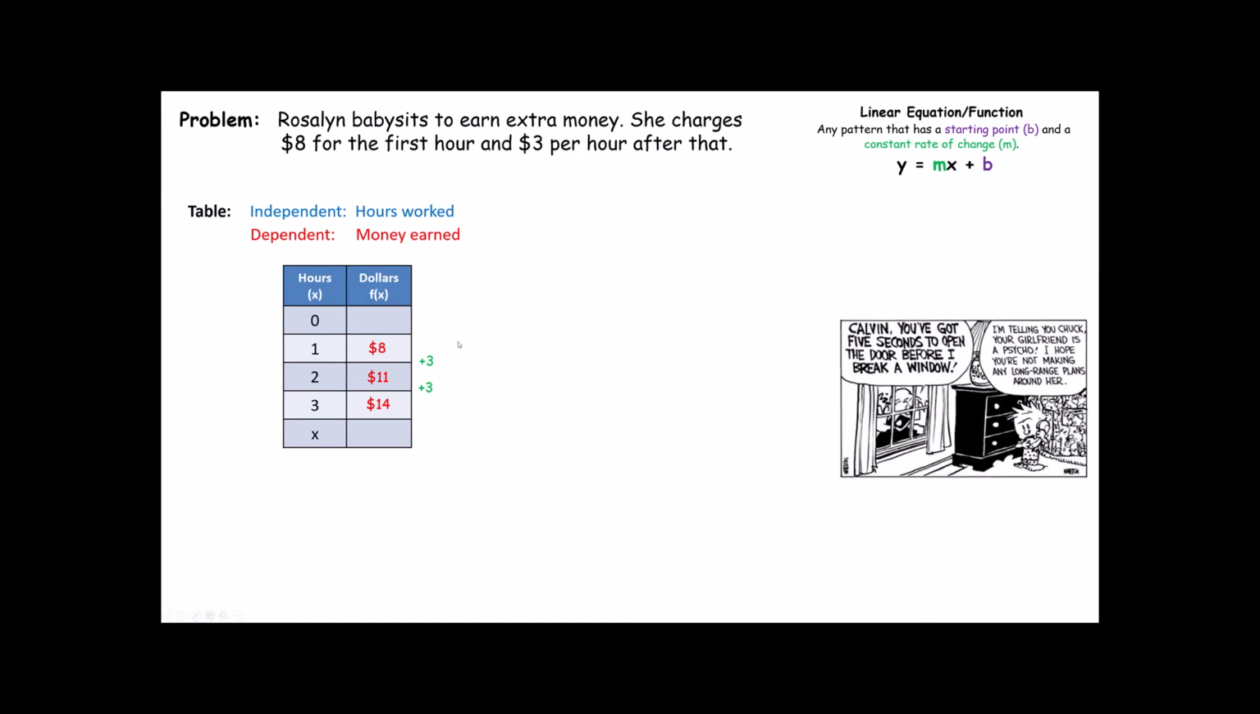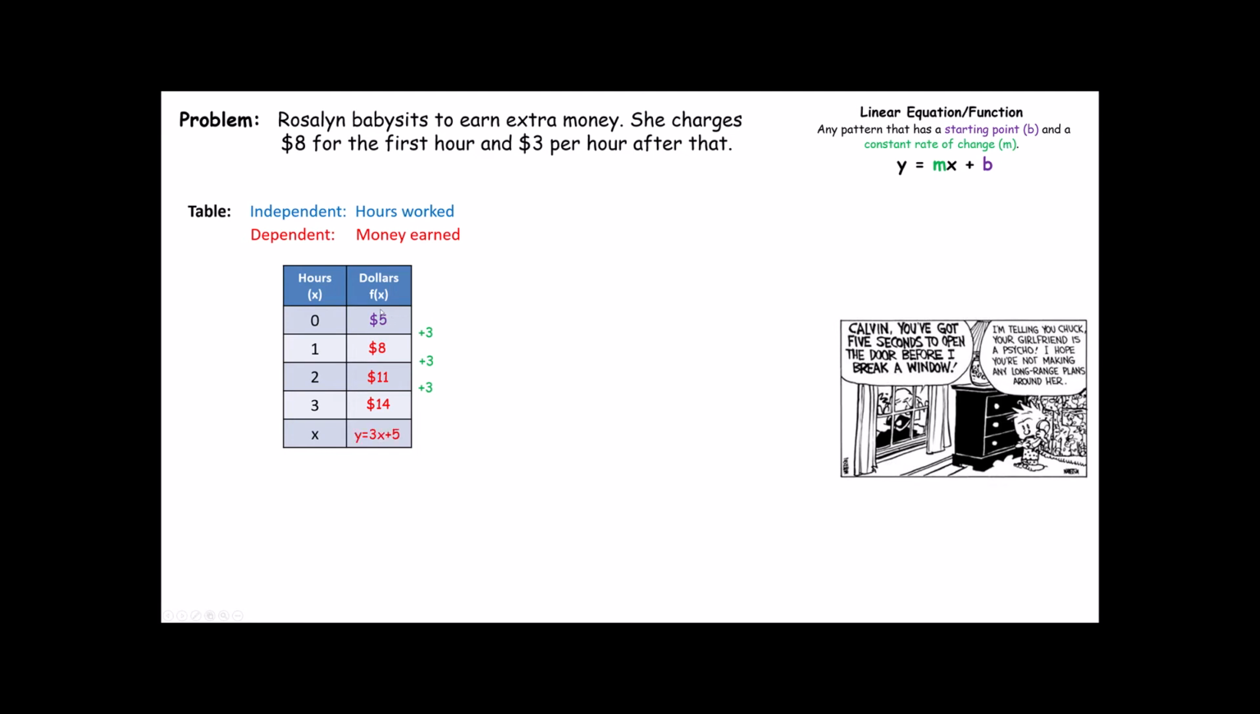And we said in our previous video that we can use this number here, this constant rate of change, to help us predict what that pattern is going to be. We also, however, need to know what she would get paid if she worked 0 hours. So we take that plus 3 and work backwards. 8 plus 3 is 11, 11 plus 3 is 14. Or in reverse, 14 take away the 3 puts us at 11, 11 take away the 3 puts us at 8, 8 take away 3 puts us at 5. So now we have both a constant rate of change and we have a starting value of 5.